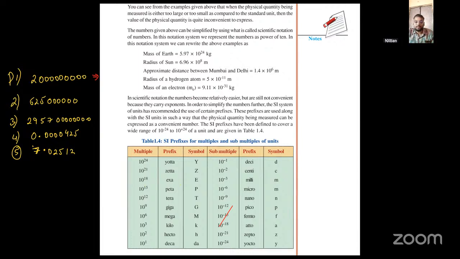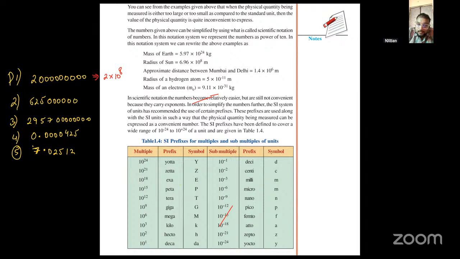Done, Joshua? Joshua, tell me the answer first. Okay, quickly do it. Johan, done? Tell me the answer first, Johan. 2 into 10 raised to the power 8. So everyone got the same answer?